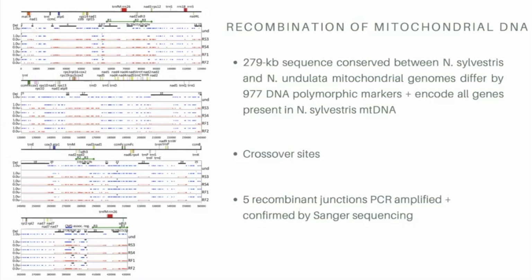Next is recombination of mitochondrial DNA. A graft junction was used to search for DNA evidence of mitochondrial movement. N. tabacum with undulata cytoplasm was selected because plastid DNA of N. tabacum and N. undulata differ by 918 ptDNA markers, and thus we expect mitochondrial DNA to be comparably variable.